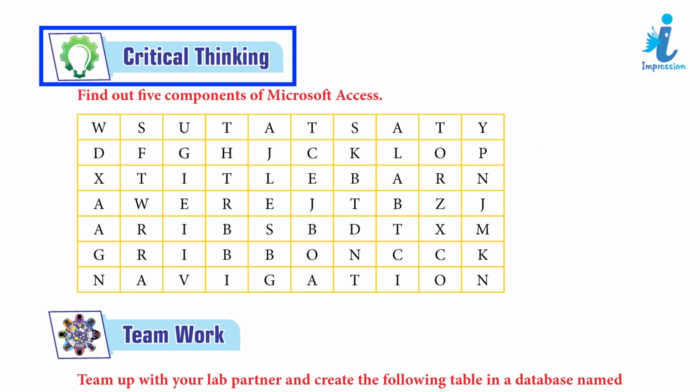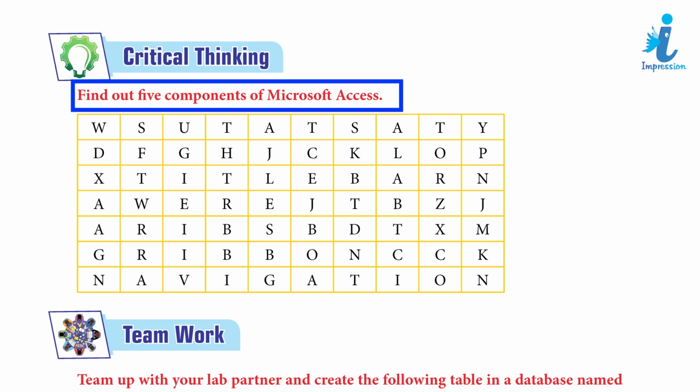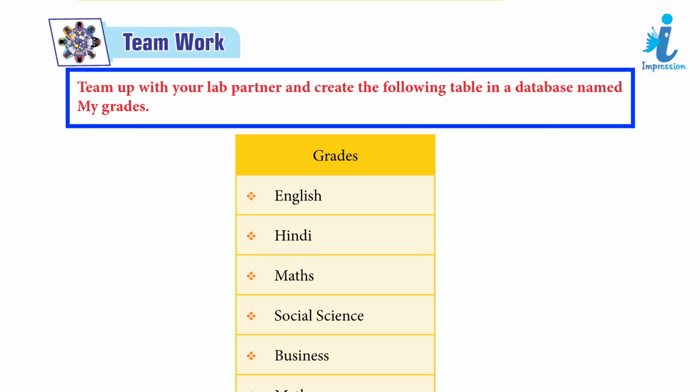Critical thinking. Find out 5 components of Microsoft Access. Answer. Ask students to do it by themselves. Teamwork. Team up with your lab partner and create the following table in a database named My Grades. Answer. Ask students to do it by themselves.